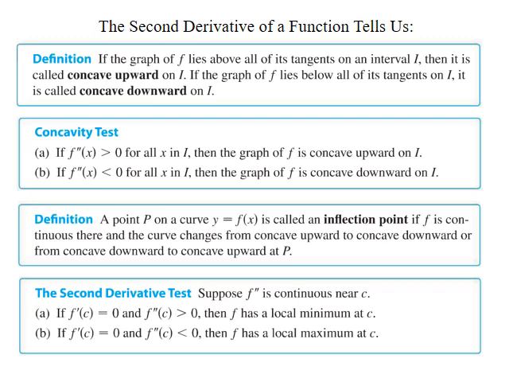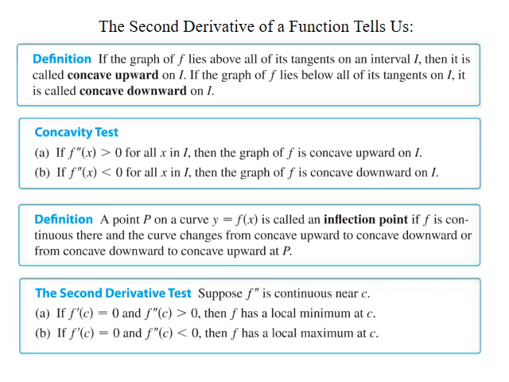The definition says, if the graph of f lies above all its tangents on an interval, then it is called concave up. If the graph of f lies below all its tangents on I, it is called concave downward. Now that definition can be kind of confusing, so don't sweat too much if it doesn't make a lot of sense. Instead, here's kind of what I usually do.